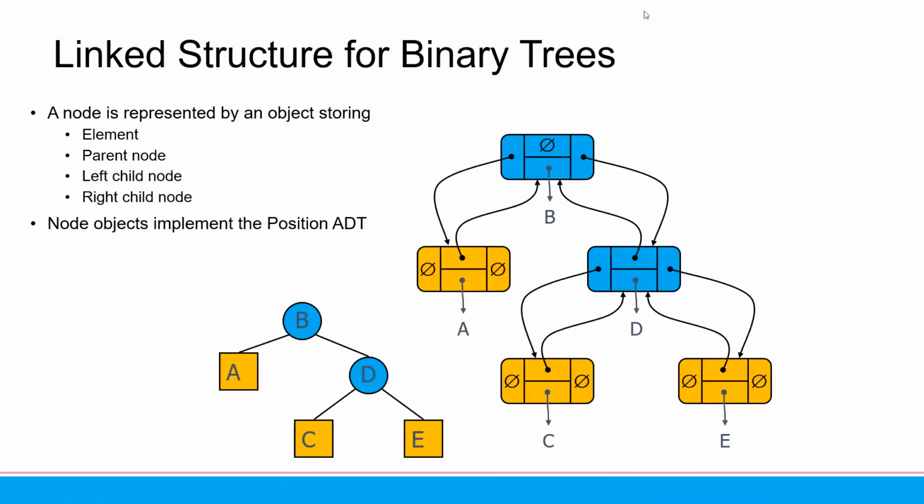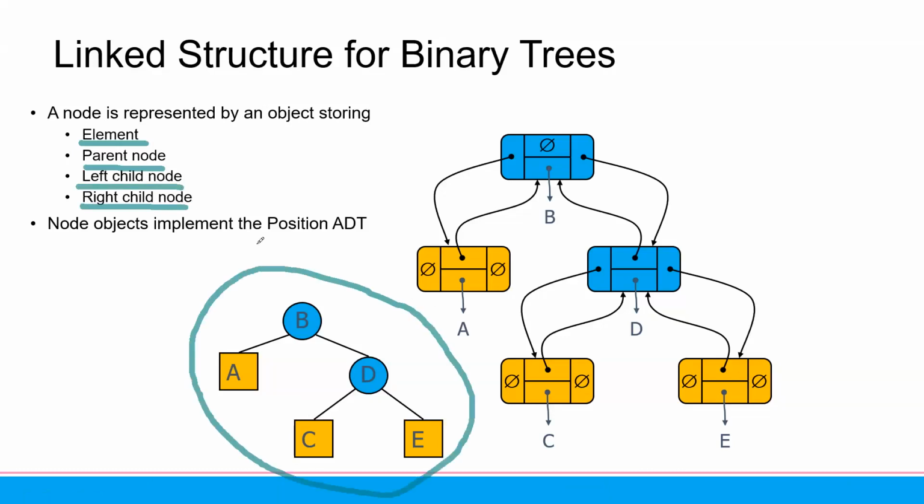Then we need to define what is the element, what is the parent node, what is the left child node, and what is the right child node. So the link structure will be, for example, like this one, we need to understand what is the position. In this case, we have B as the element of this node, no parent, because B is the root. Then the left node will go to this, and the right node will go to this one. Then this is the element of A, and the node A has a link to B. The node D has a link to B.